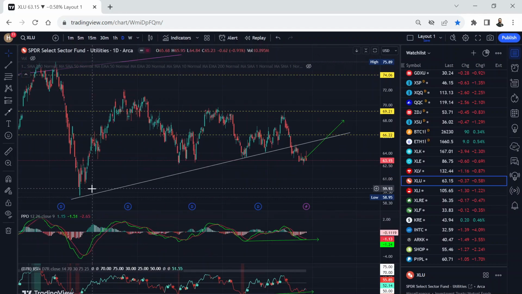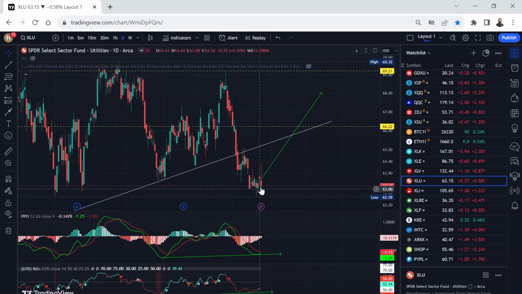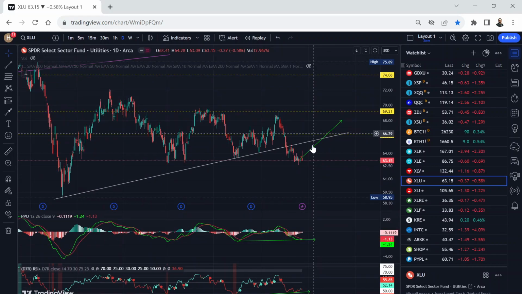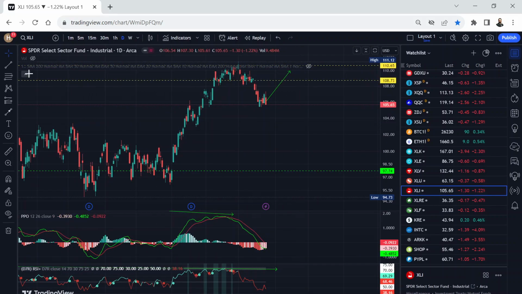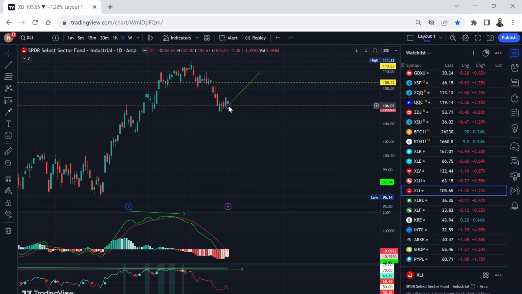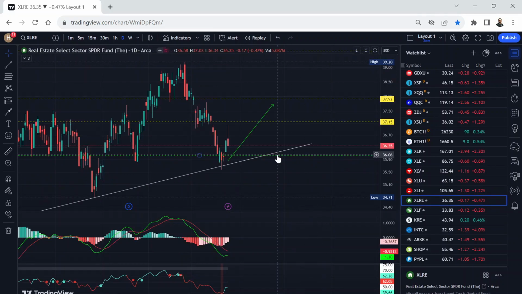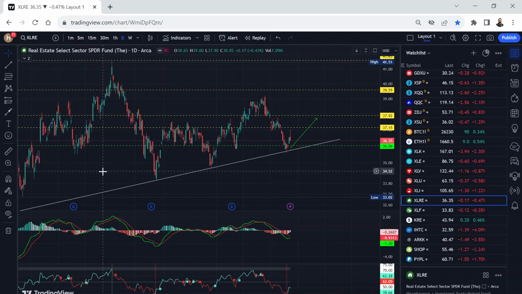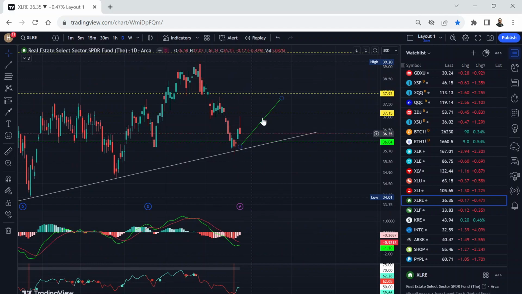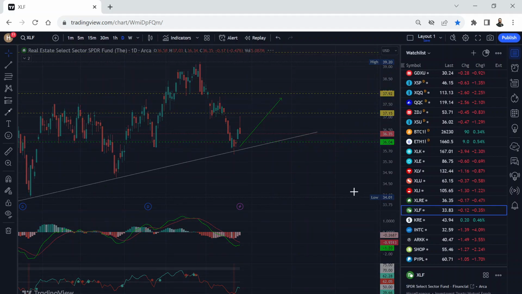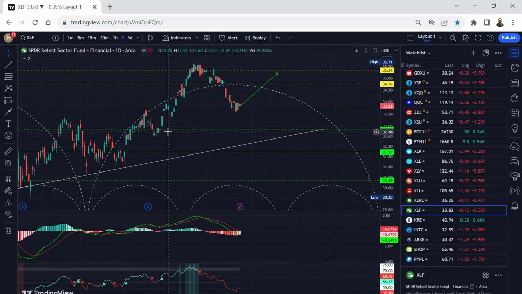XLU consolidating, you can see it broke this trend line, just consolidating, and then it's going to pump. So this is a good time to buy XLU, the utility sector. Industrial is also just consolidating, with multiple gaps on the top, so I think it's going to be going there soon. XLRE, real estate, right on the support and getting ready for a pump. Financials are down, there's a gap here, so I'm not sure if it's going to come all the way down and then go higher, or if it's going to go directly higher.